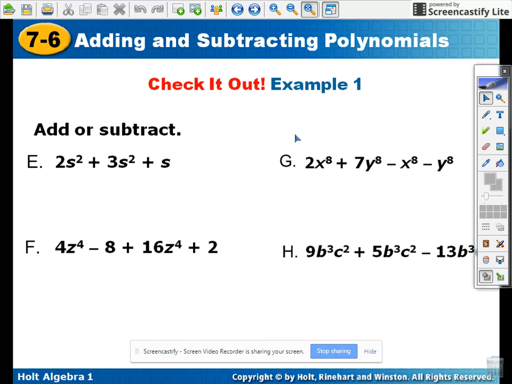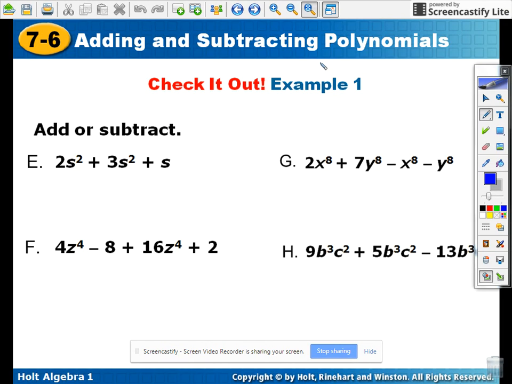I have removed some of the examples, so just try to stay along in your packet and make sure you're on the right example. We're going to start off with E. So this should be on the fourth page.